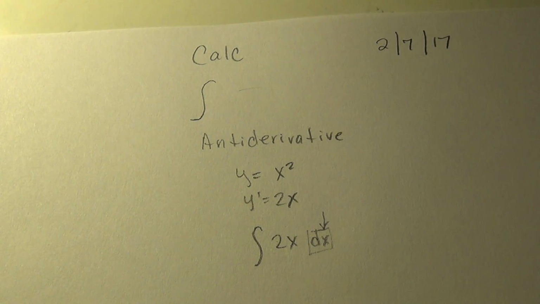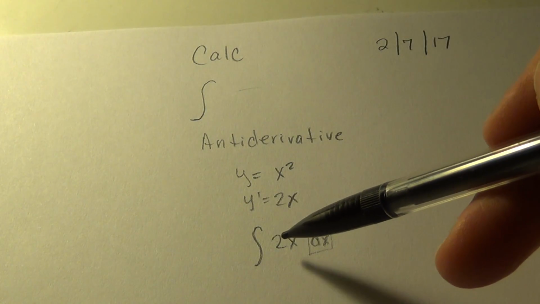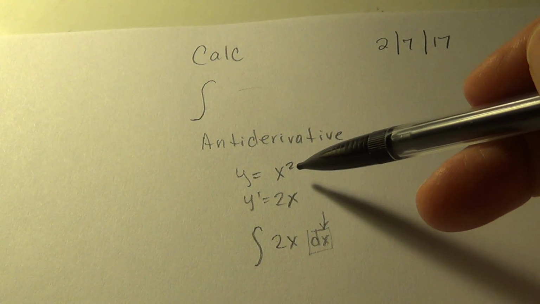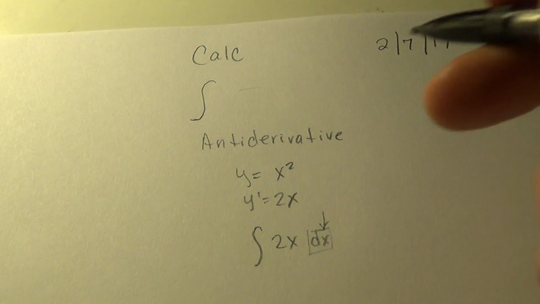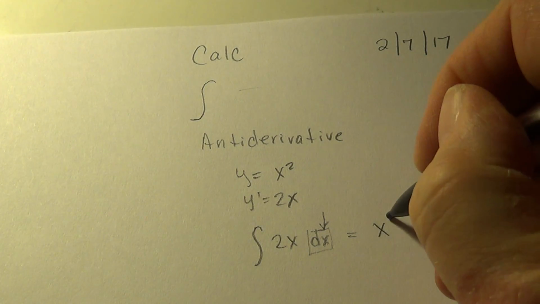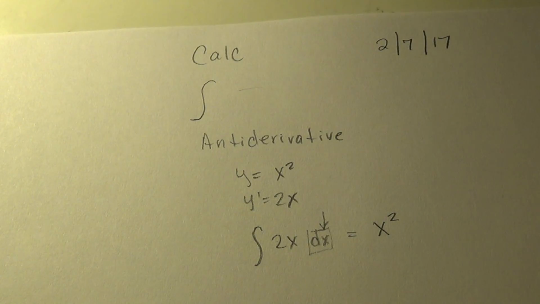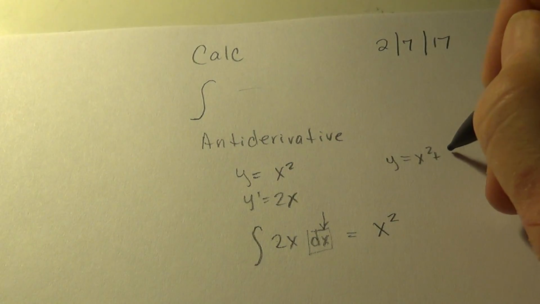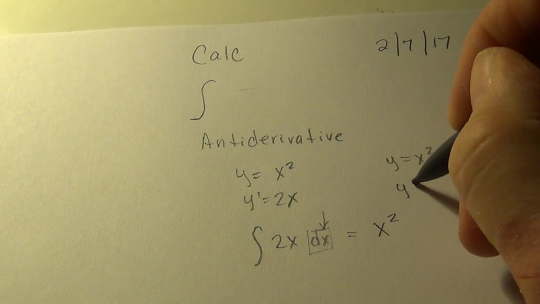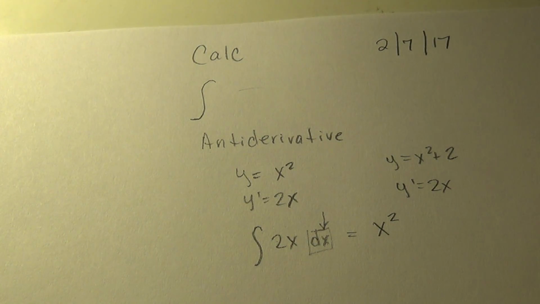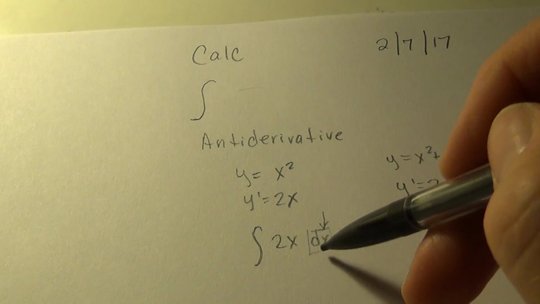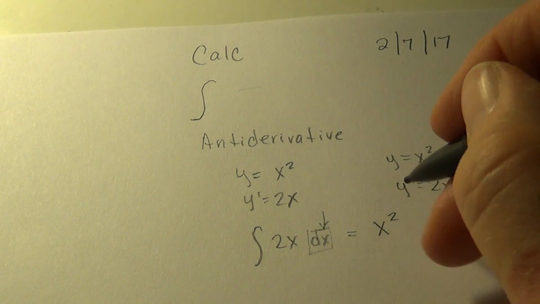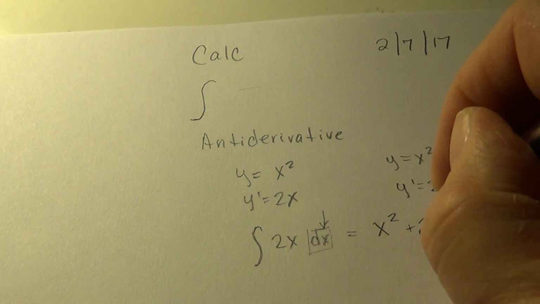So the integral of 2x. What expression has this as its derivative? Well, you can peek up here and see that it is x squared. However, what about the expression y equals x squared plus 2? Y prime is also 2x. So couldn't I have said, what expression has this as its derivative? Couldn't I have said x squared plus 2?